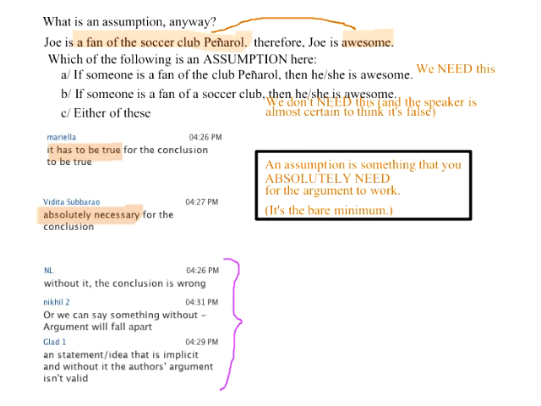This is another way of defining what the word need means down here. If you don't have it, the conclusion is wrong. So if an assumption is false, then the argument dies. In other words, it is no longer valid reasoning.